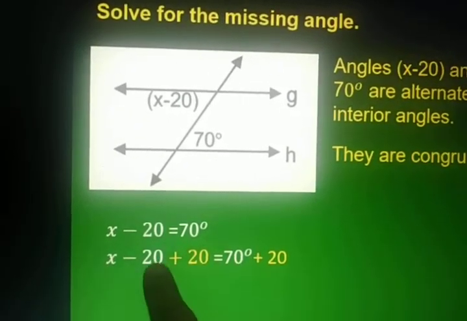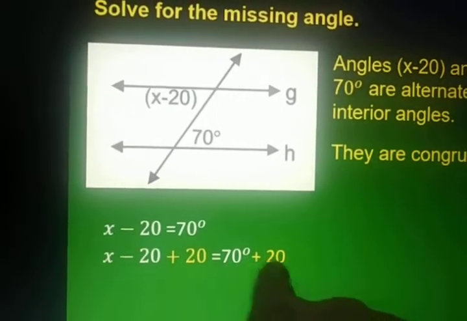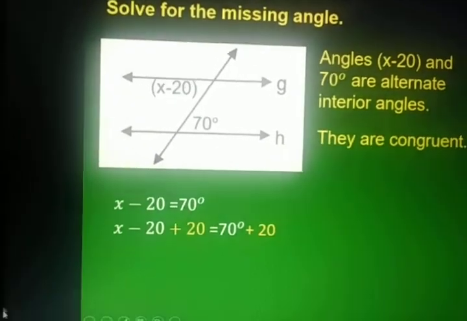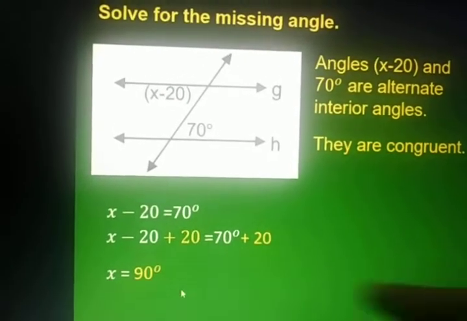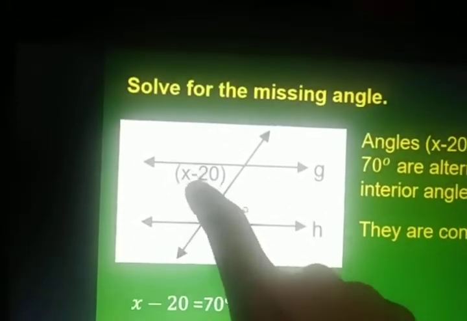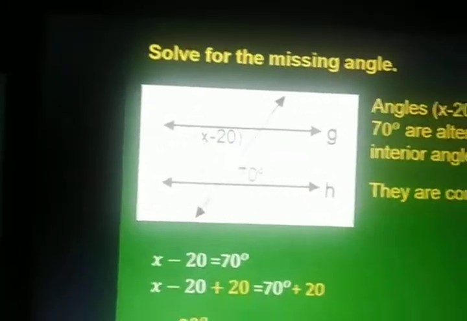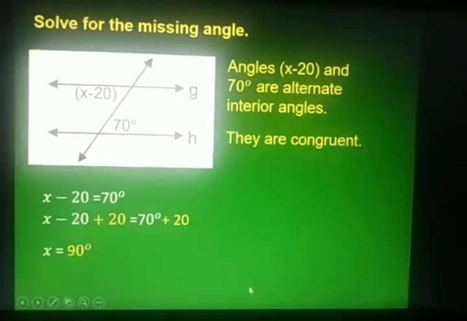Okay, copy x. Tapos, negative 20 plus 20 is 0 na. Copy equals, i-add mo na dayon, 70 degrees plus 20. So, x equals 90 degrees. Kindiretso ko na. So, si x pa lang na iya. We are asked to solve for x minus 20. So, si x is okay, 90 degrees na. Let's go back to x minus 20.